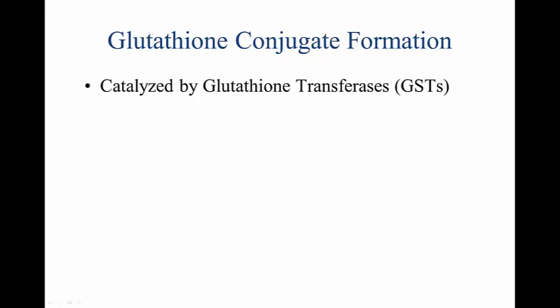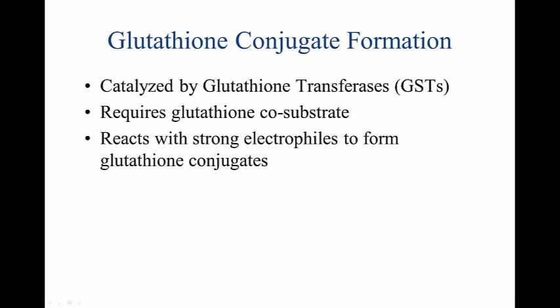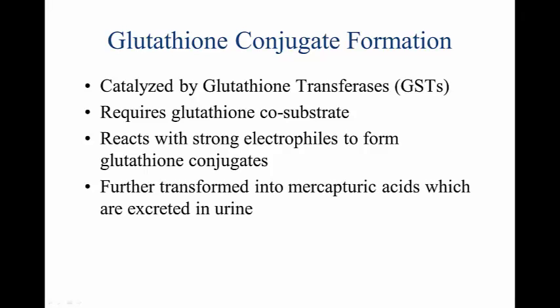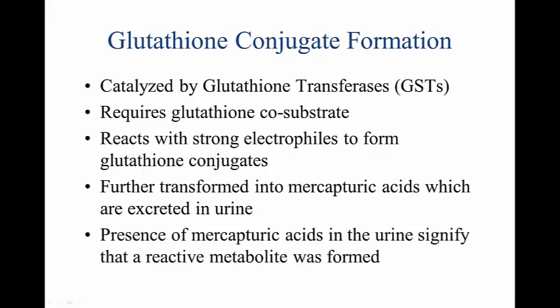Next, we'll go over the third most common Phase II reaction. The formation of glutathione conjugates is catalyzed by glutathione transferases and requires a glutathione co-substrate. Glutathione reacts with strong electrophiles to form conjugates which are further transformed into mercapturic acids, which are primarily excreted through urine. The presence of mercapturic acid in the urine signifies that a reactive compound was formed during metabolism. When drug companies investigate new drugs, this is typically a bad sign for them because the formation of reactive metabolites can often cause cellular damage, especially if the co-substrate glutathione becomes depleted.